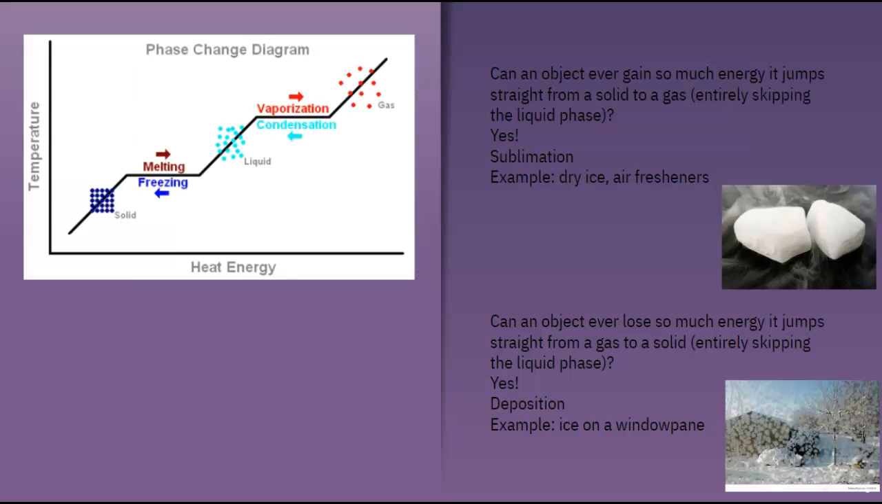So we all know that it goes solid to liquid to gas, but can things ever just jump one of those phases? As it turns out, yes, you can go from solid to gas and skip the liquid phase completely if you get enough energy added to you fast enough. And that is called sublimation. So an example of that would be dry ice. Dry ice is solid carbon dioxide.